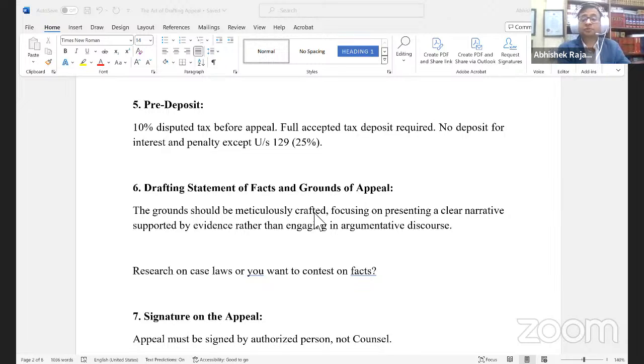Then you come to the grounds of appeal and facts. You should provide facts which are easy to understand in that language. If you can use a flowchart, or provide the correct timeline of what has happened on which day, that will help you.